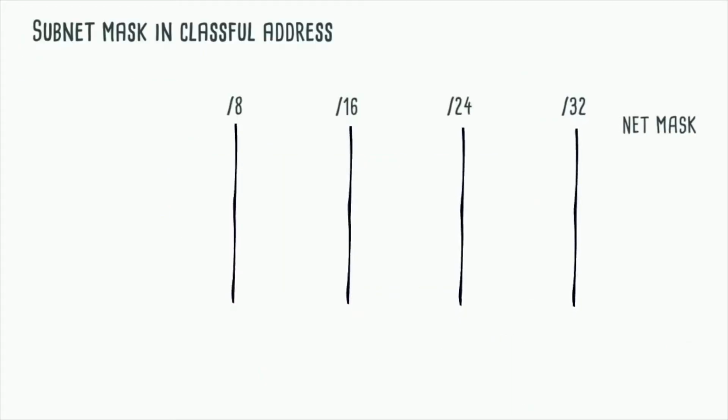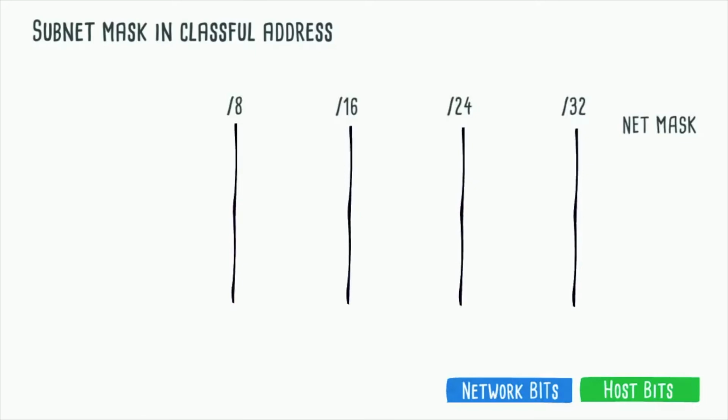Now let's take a look at the value of the subnet mask. For simplicity, we will start with the subnet mask in classful addressing. In classful addressing, IP addresses can be divided into Class A, Class B, Class C, Class D and Class E. For now, we will only focus on Class A, Class B, and Class C. Remember that each IP address is 32 bits long. There are 4 octets in an IP address, where each octet is 8 bits long.